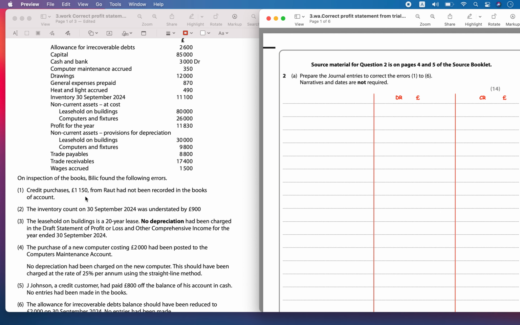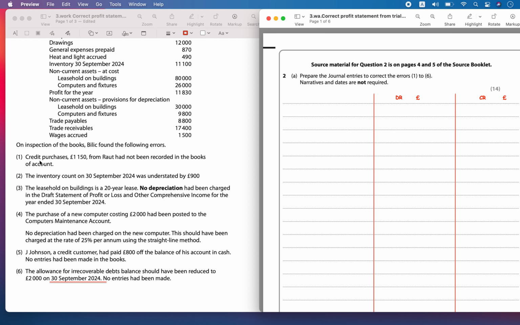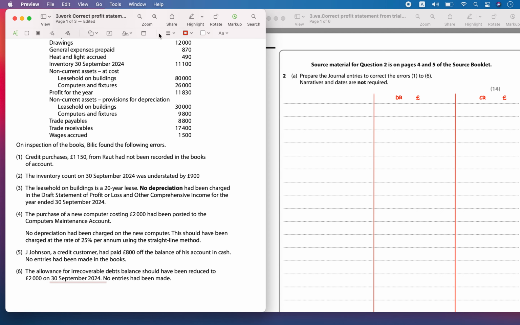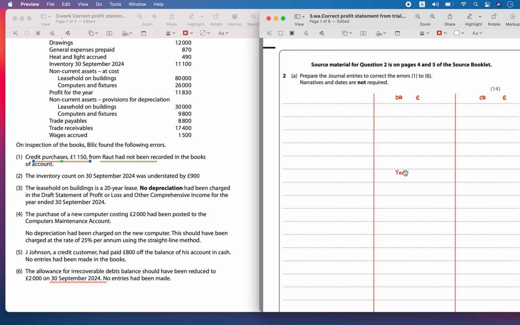So these are the inspection findings, the errors. The first one is that credit purchases of 1150 from Roth had not been recorded in the books of account. So the two accounts that are going to get affected are the Roth account and the purchases account. Because it was not even recorded in the books, the double entry would not have happened. So one is the purchases account and the other one is the Roth account.